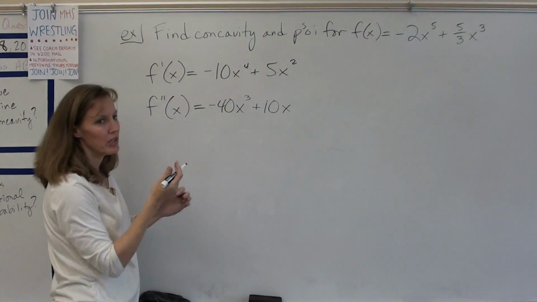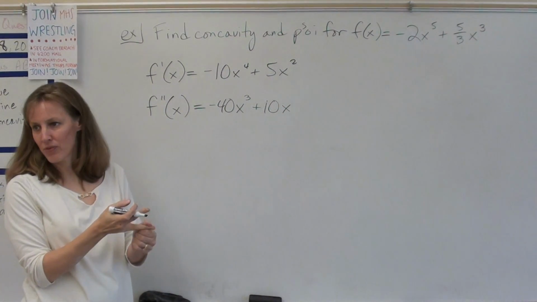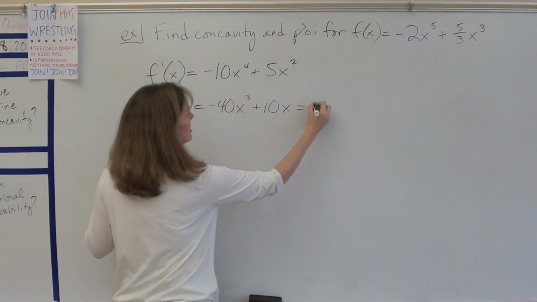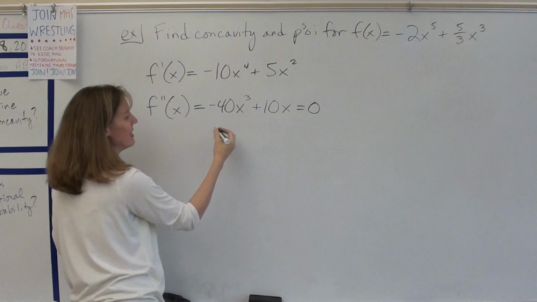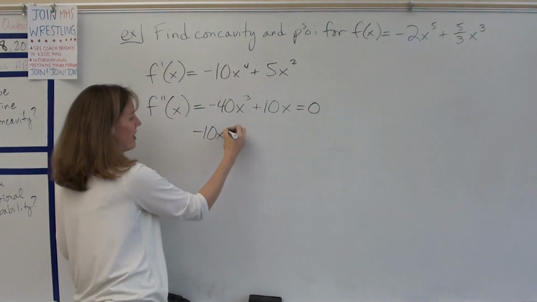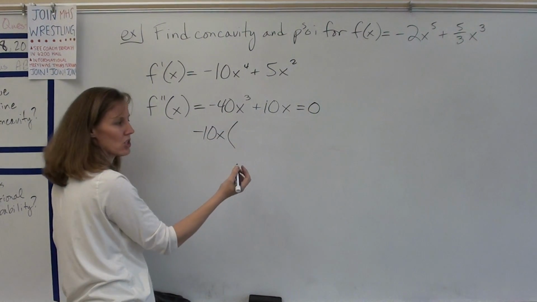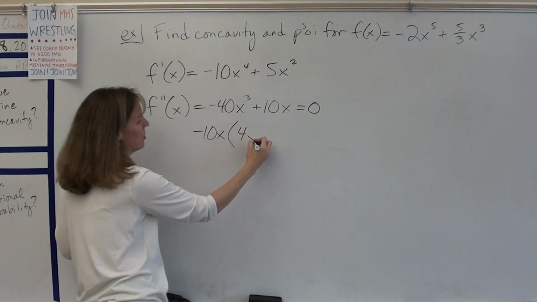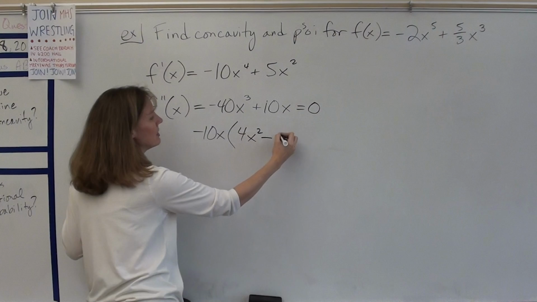We need to find where this is either 0 or undefined. Is it ever undefined? No. So we're just going to find where it's 0. I'm going to factor a negative 10x out. I like to have a positive leading coefficient. So negative 10x comes out, and I'm left with 4x squared minus 1.